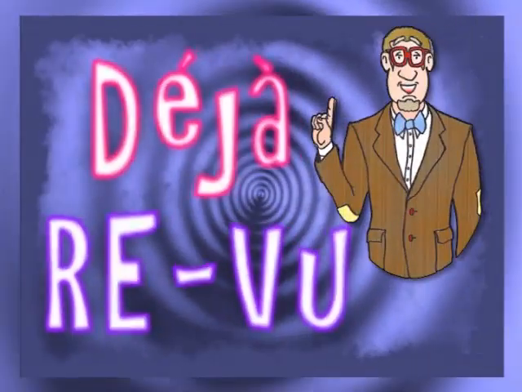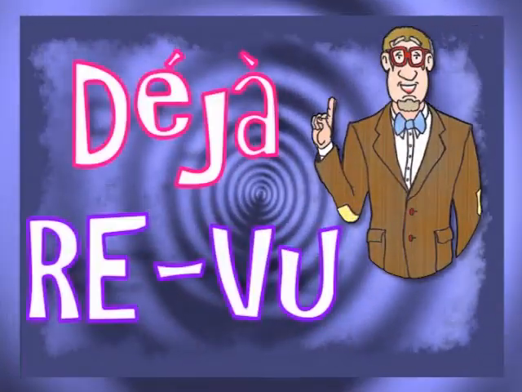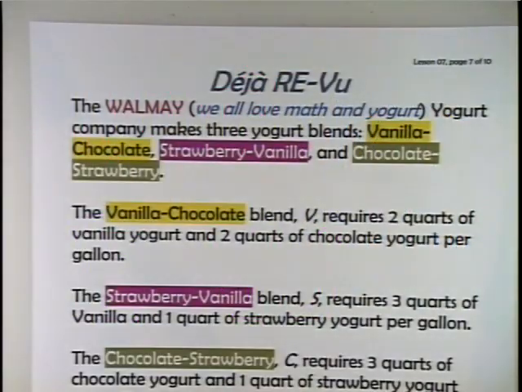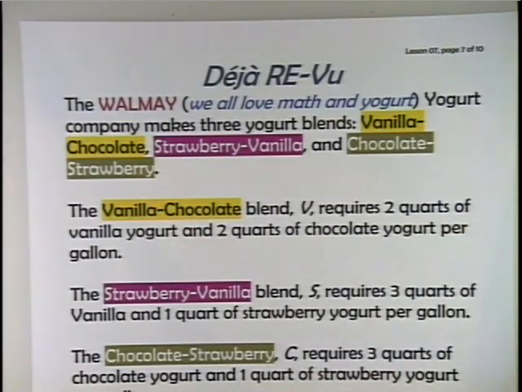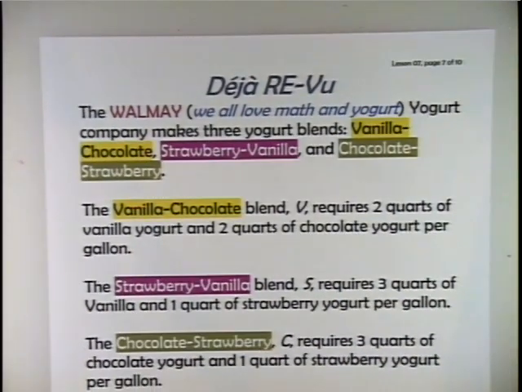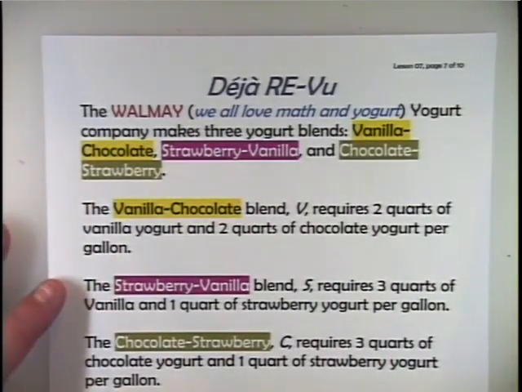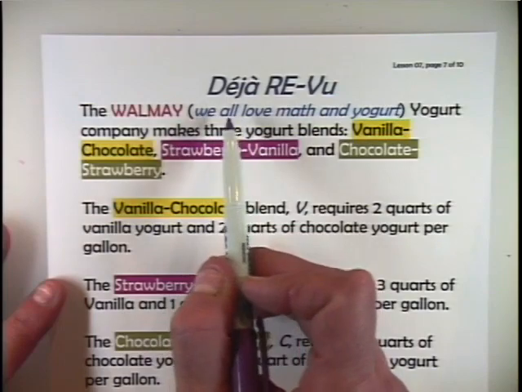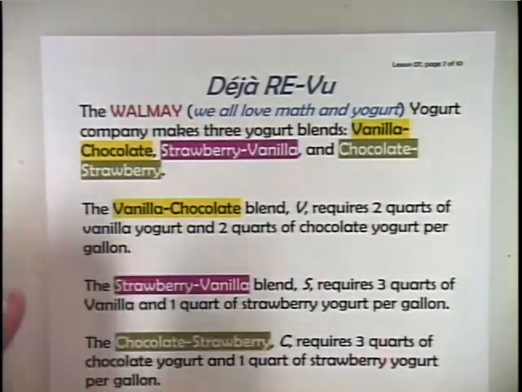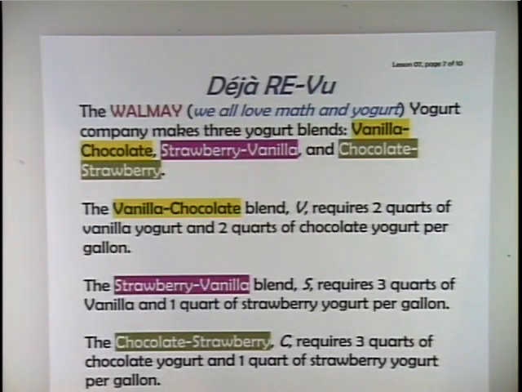Now it's time for the part of the show that we call Deja Review. All right, now in Deja Review today, we're going to actually review the concepts in the context of some fun, yummy yogurt. So I made up this yogurt company. If I was to have a yogurt company, I would call it the Wal-May Yogurt Company. And what does Wal-May stand for? Well, it stands for the We All Love Math and Yogurt Company. See that? Well, here's what Wal-May sells.